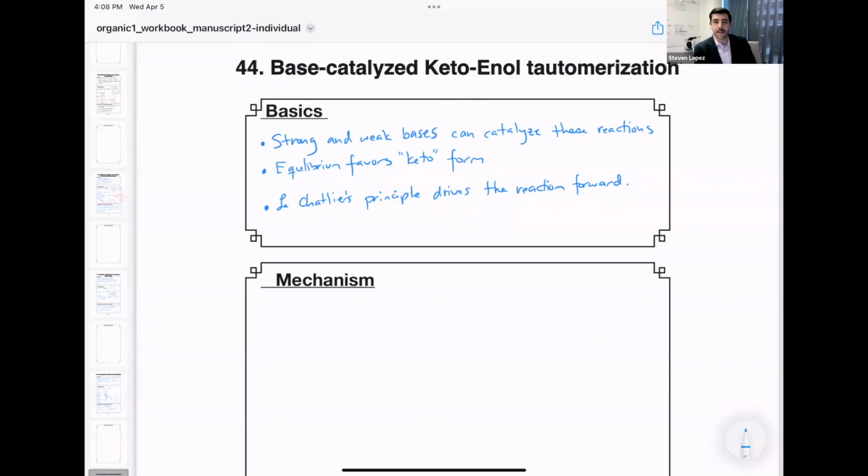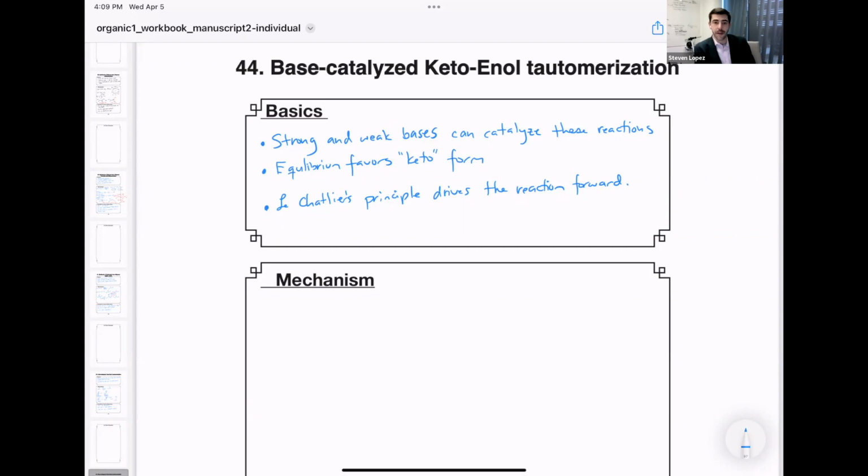Today, we're going to talk about the base-catalyzed keto-enol tautomerization. Tautomerization is just another word for isomerization, so we're going to end up with a constitutional isomer as the product. First, this reaction is promoted by both strong and weak bases, which can catalyze these reactions, which means we're going to regenerate that base as the final product.